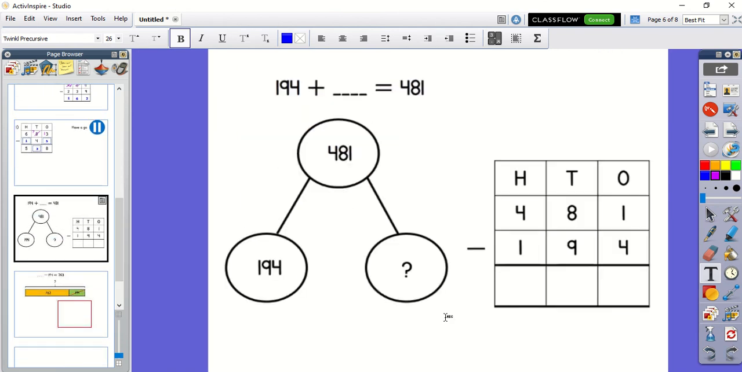If you see the question set up like this, a part-whole model, it's exactly the same thing. This number is the total of this number and this number. So if we're missing that number, we need to do 481, take away 194, and that will give me my missing value. See if you can solve this question.